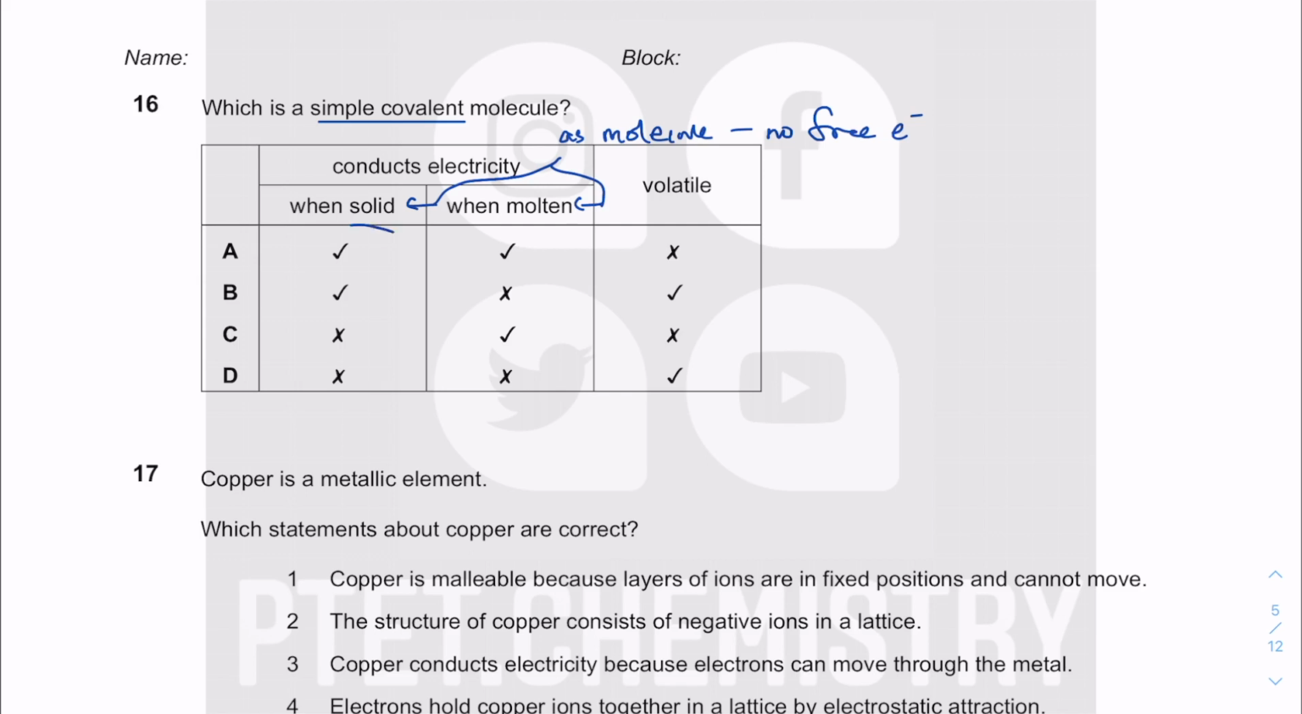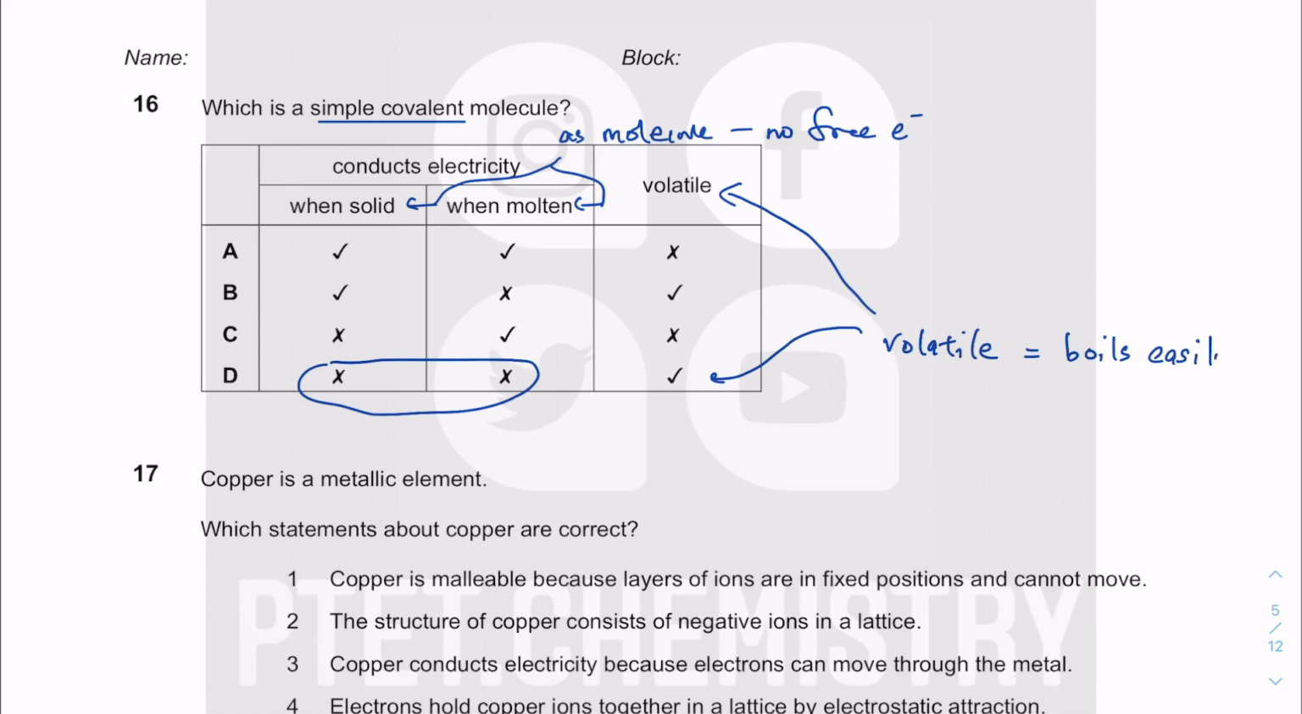Okay, so we're looking at both of them. Both of them do not conduct electricity either when solid or molten, but they are very volatile. Now this word volatile, a volatile person gets angry easily. Okay, so volatile means boil easily. If you boil easily, that means low boiling point.